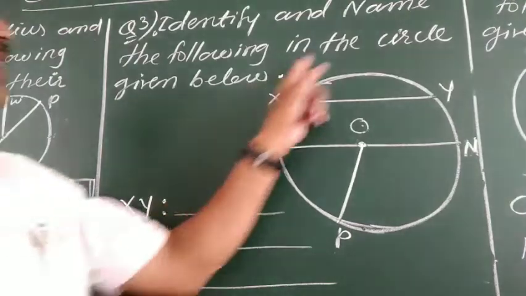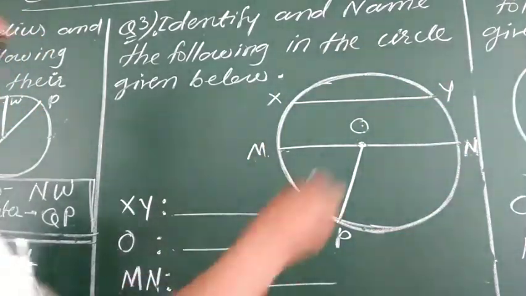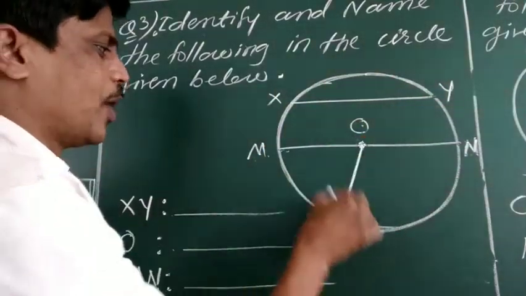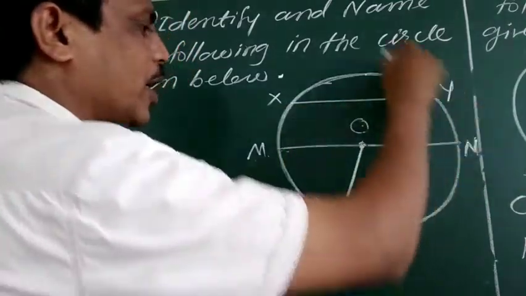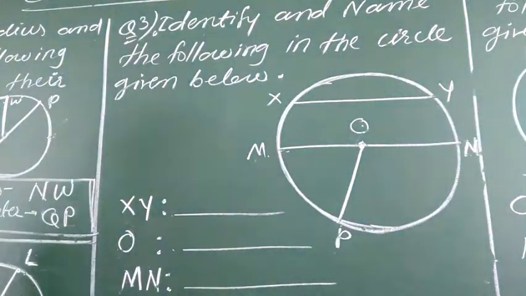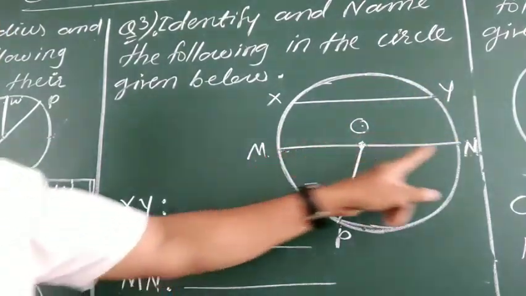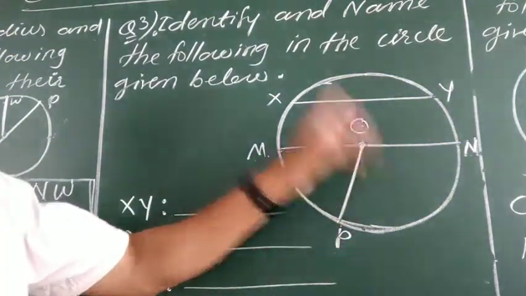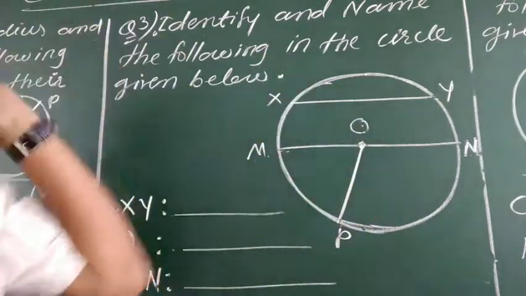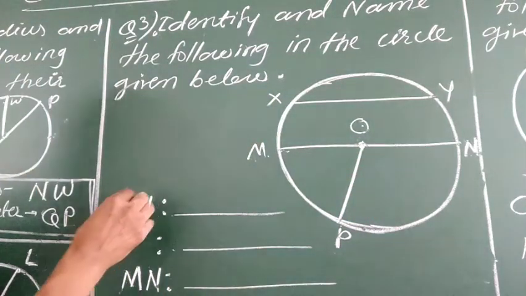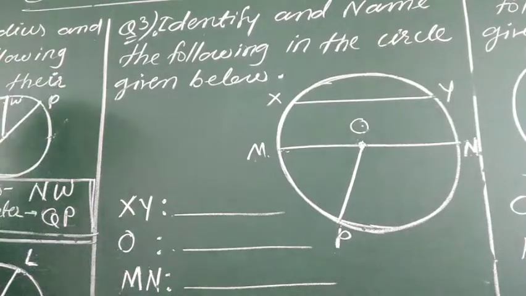So see, this is the circle. This is one part, this is one part, and like that. So see, it is point X. It is point Y. It is point M. It is point N. It is point O. Sorry, it is point P. Now see, first of all, XY. So what is XY? Where is XY? See, this is XY.